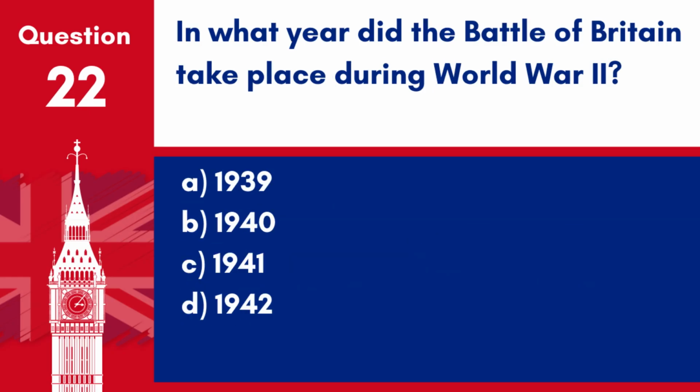Question 22. In what year did the Battle of Britain take place during World War II? A. 1939. B. 1940. C. 1941. D. 1942. Answer: B. 1940. The Battle of Britain occurred in 1940 and was a significant air campaign waged by the German Air Force against the United Kingdom during World War II.